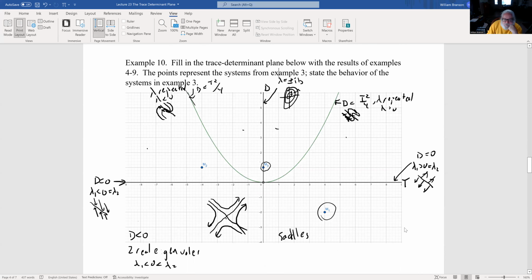So if we're in this region, in here, d is greater than t squared over 4, you have a spiral source. And our solution curves look like that as you go out. In this area here, d is greater than t squared over 4, but t is negative, so you're actually spiraling in. So this is a spiral sink.